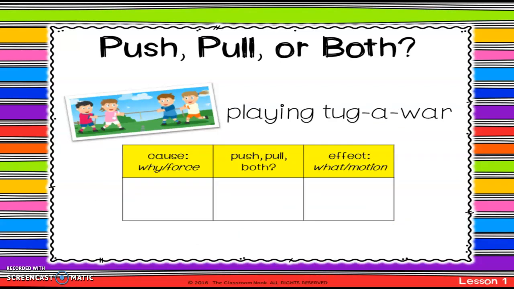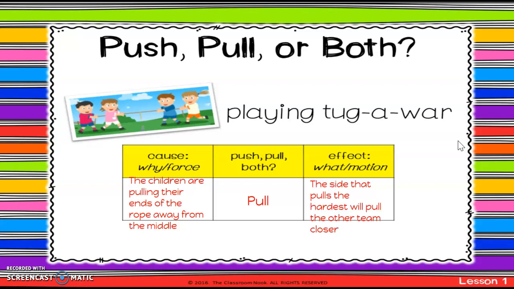Well, let's see. What if we are playing tug of war? Well, let's think. If I'm doing tug of war, am I pushing something away or am I pulling it towards me? Let's see, I know that when I play tug of war, I pull towards me. I'm pulling away from the middle. Both sides are pulling. So this is an example of a pull motion. And if you're strong enough and you win, the team that pulls the hardest will pull the other team closer to them. So we had an example of push, and this is an example of pull.